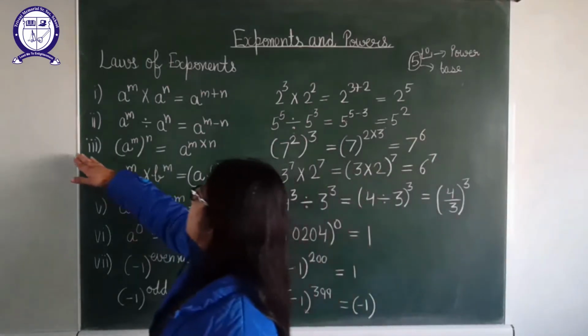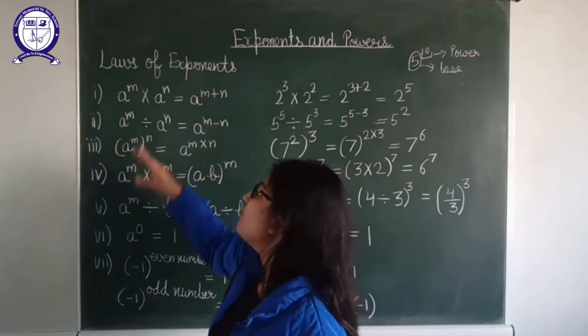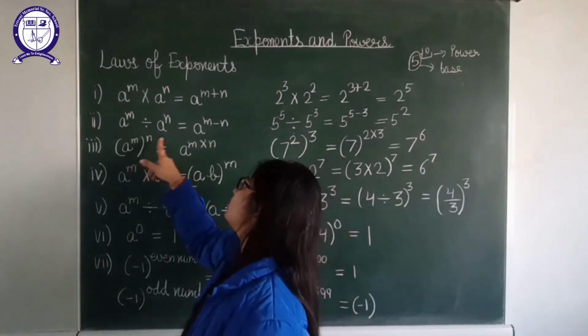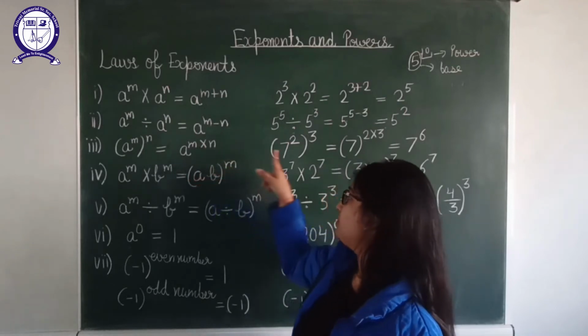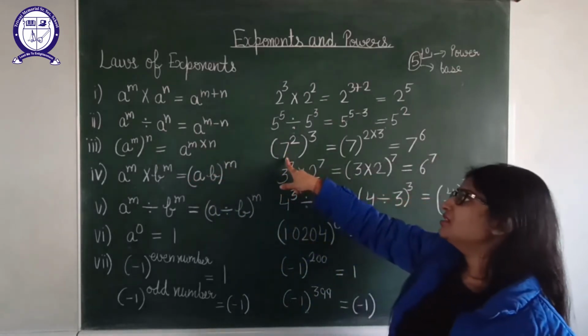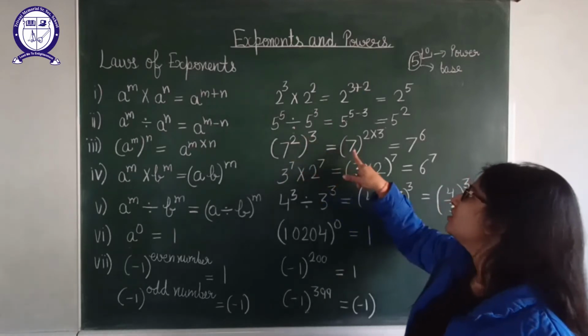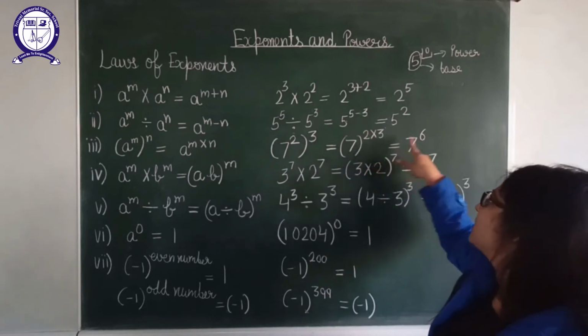Now the third one is a raised to the power m and then raised to the power n. Means if power raised to the power is given to you, right? So in this case you will multiply both the powers. You will multiply. So as here it is given 7 raised to the power 2 and then raised to the power 3, so 7 raised to the power 2 multiply 3 you will write down and 2 3s is 6.